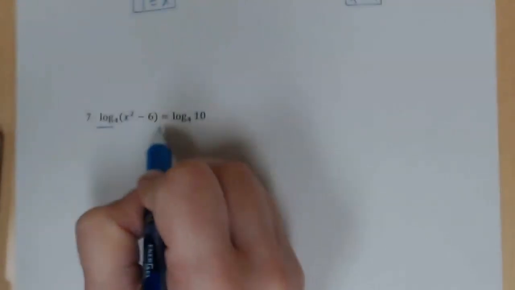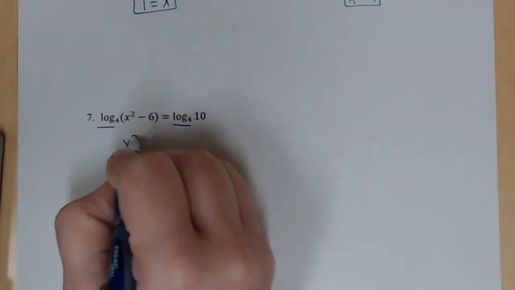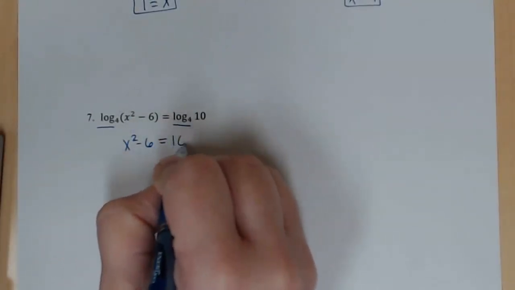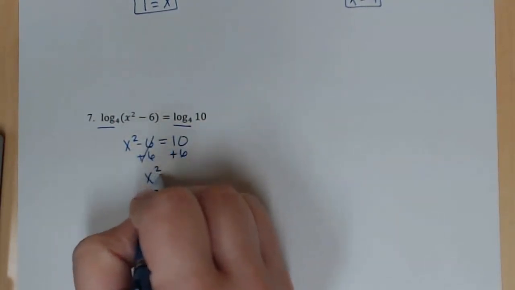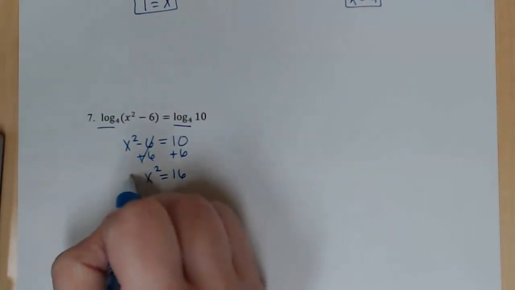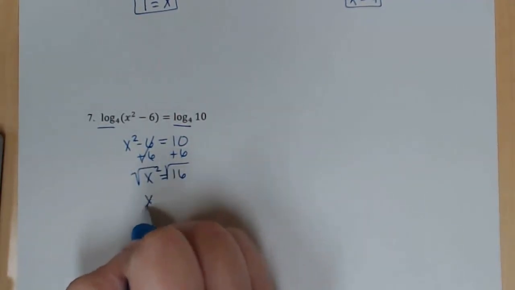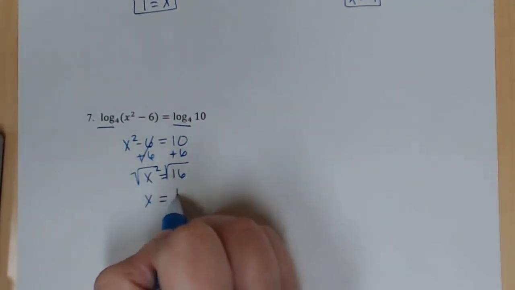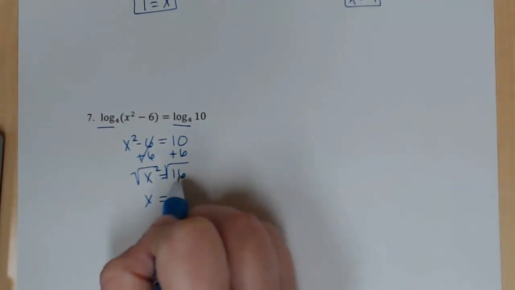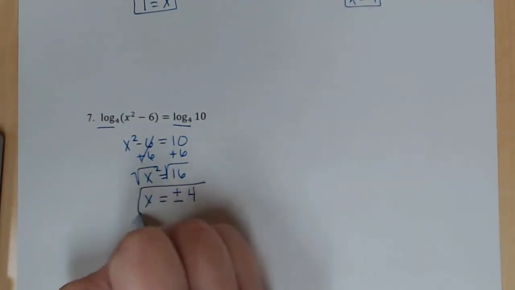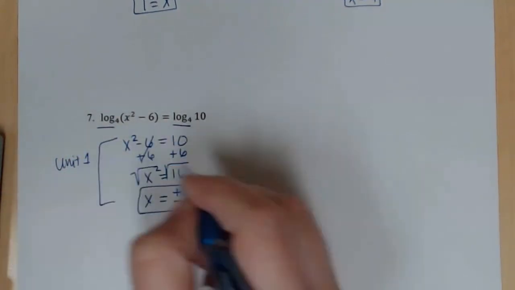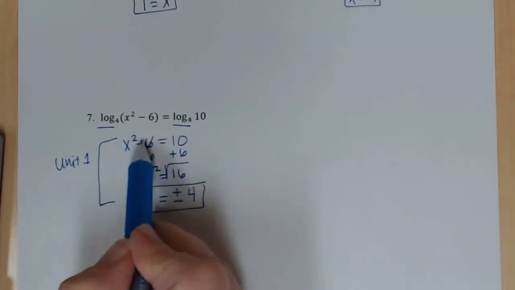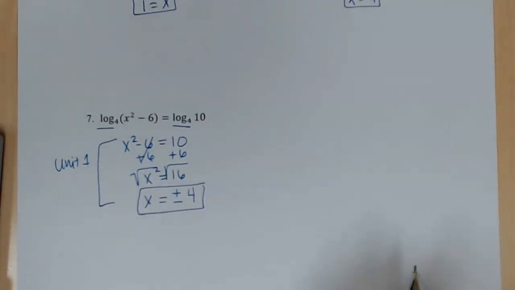A little bit harder, last problem. I have log base 4 equal to a log base 4, so I'm just going to set what I have equal: x squared minus 6 equal to 10. I'm going to add 6. Now I'm back to solving a quadratic again. So I'm going to square root. Now remember, when you square root a variable like that, you have to compensate for the positive and negative it could have been. Square root of 16 is 4. So again, this comes from Unit 1. Make sure you remember how to solve your quadratics. But that first little step is just applying our one-to-one property.